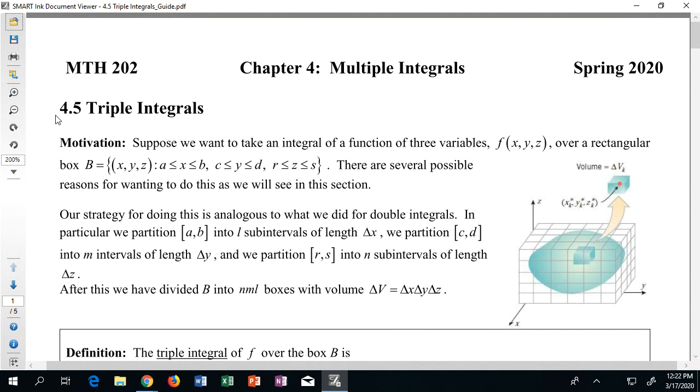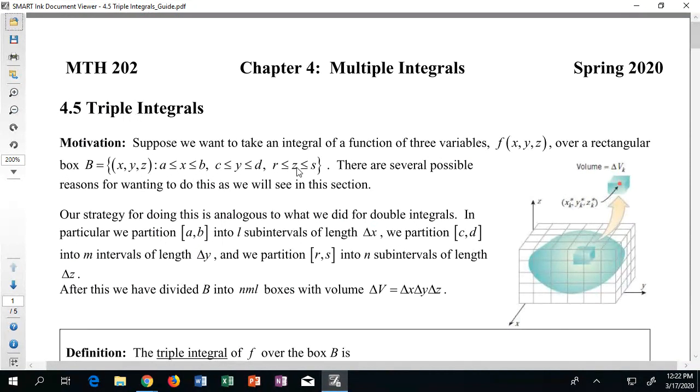Okay, here's at least the basic idea. Suppose we want to take the integral of a function that has 3 variables in it, but over a rectangular box. And maybe the box is given by the following. So if I look at this picture down here, any box is going to have some sort of a bound on its x coordinate, some bound on its y, and some bound on its z coordinate.